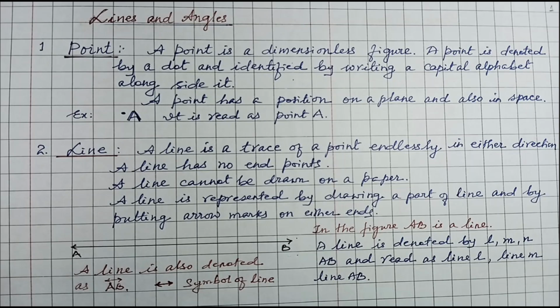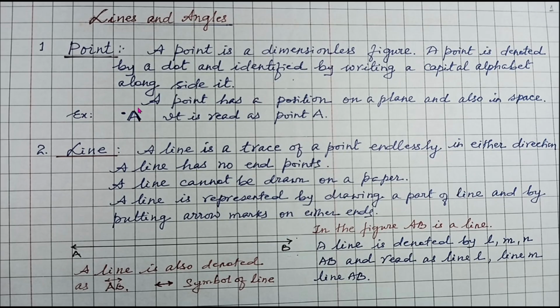Welcome to MRL. In this learning session, we'll be learning about lines and angles and also a few very important terms related to geometry. Now let us understand the first term, that is point. A point is a geometrical entity which has no dimensions. A point is denoted by a dot and identified by writing a capital letter alphabet alongside it, as shown here.